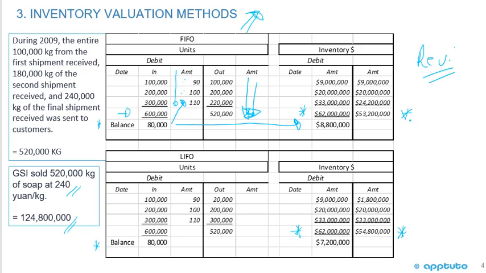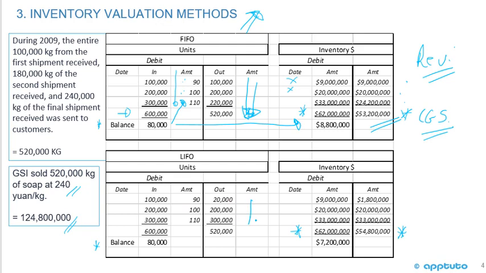Okay. So now we can see, if we stick to the FIFO method, 90 times 100,000 is gone, so 9 million. 100 times 200,000 is gone, equals 20 million. And 220,000 times 110 is 24,200,000. So our cost of goods sold, debit cost of goods sold, credit inventory, is 53,200,000. Now, if we skip down here to LIFO, last in, first out, we start from the bottom and we work our way back up.